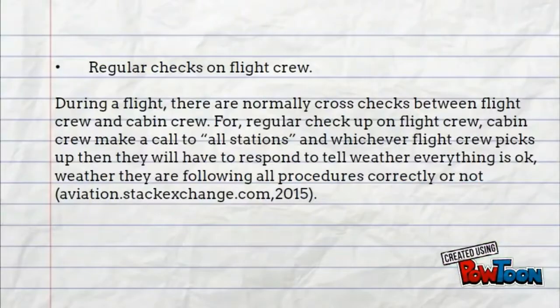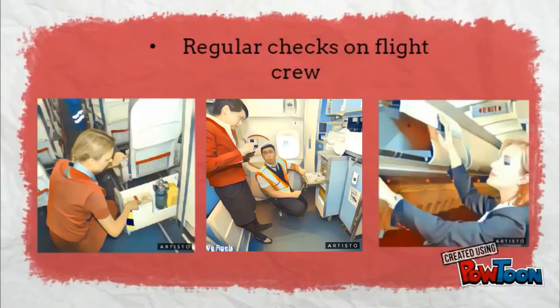Regular checks on flight crew. During a flight, there are normally cross-checks between flight crew and cabin crew for a regular checkup on the flight crew. Cabin crew makes a call to all stations, and whichever flight crew picks up then has to respond to tell whether everything is okay, whether they are following all procedures correctly or not.